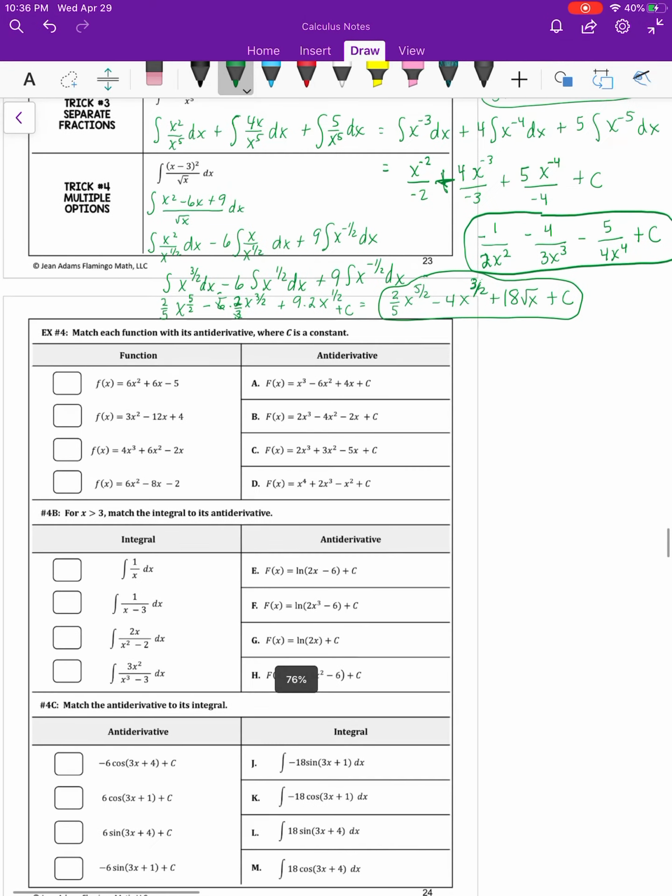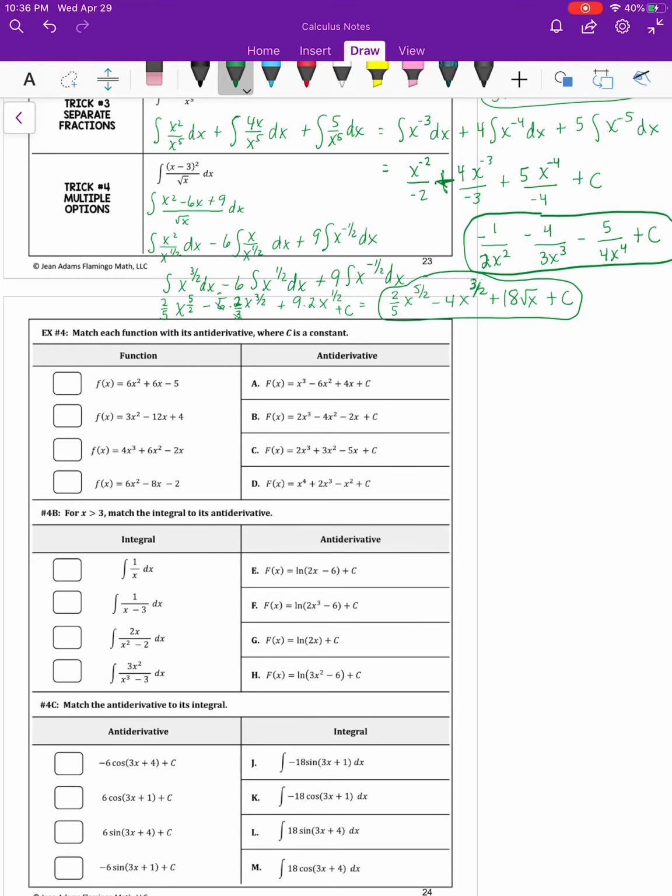So you're going to need a lot of practice with this. I'm probably going to give you some book problems also. All right, so match each function with its antiderivative, where c is a constant.